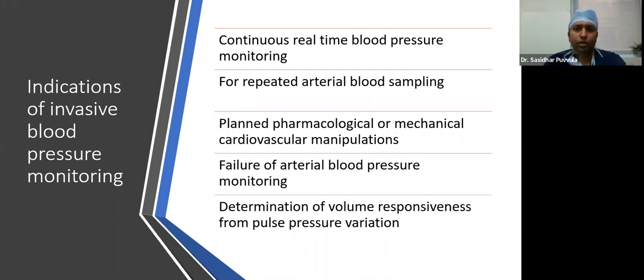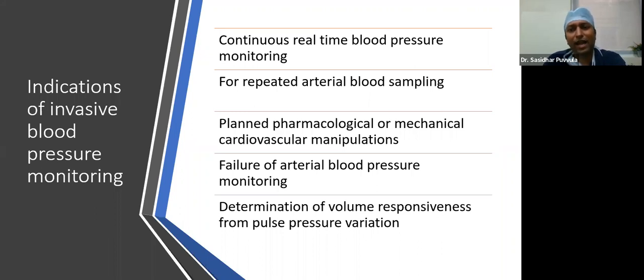So when do you do invasive blood pressure monitoring? When you need real-time blood pressure monitoring, like when the patient is in shock, on vasopressor therapy, or critically ill, you need to go for invasive blood pressure monitoring. And in conditions where we need repeated arterial blood sampling, like any patient in severe acidosis, ARDS, or pneumonia, where we need to check blood gases multiple times, it would be convenient to go for an arterial line for repeated sampling.